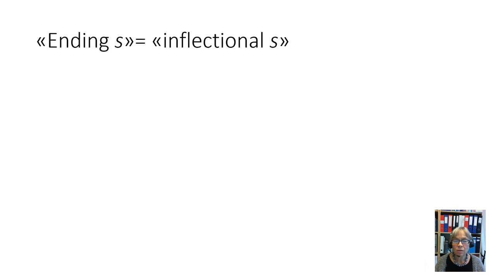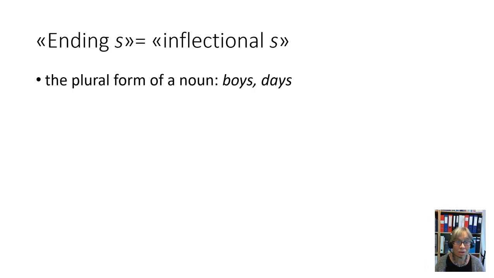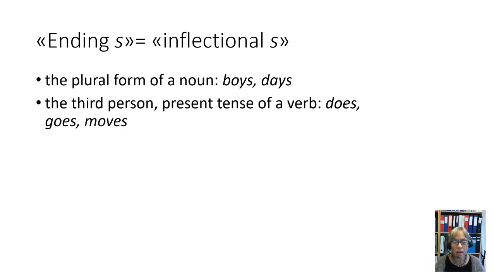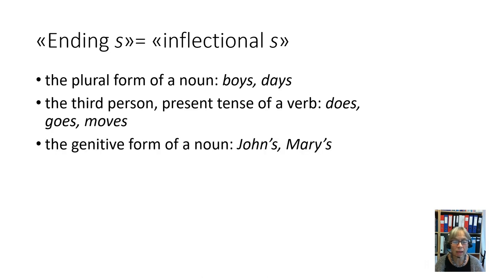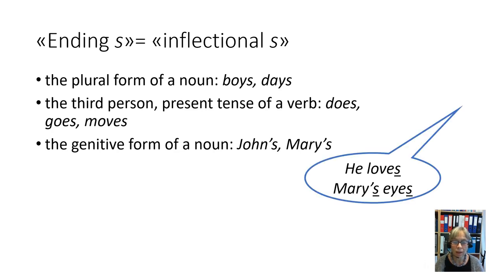An ending S is an inflectional S. That is an ending that comes sometimes. The ending S is used in the plural form of a noun. One boy, two boys, one day, two days. There's an ending S in the third person present tense of a verb. I do, he does. I go, he goes. I move, he moves. And in the genitive form of a noun. It's John's car, it's Mary's car, etc. And all of these are ending S's. He loves Mary's eyes.